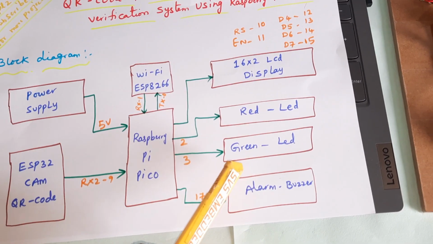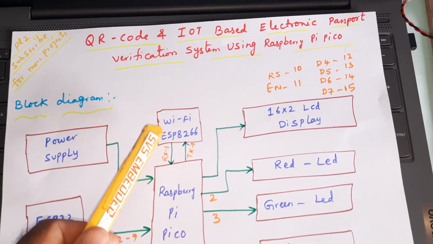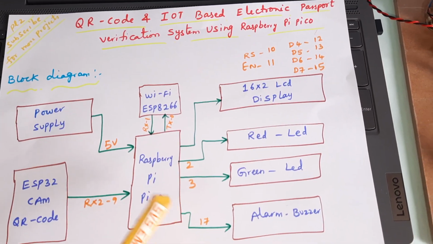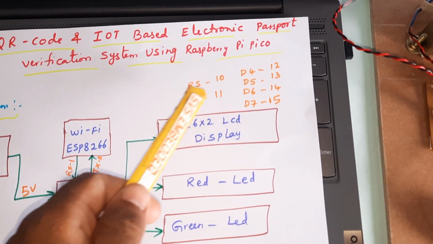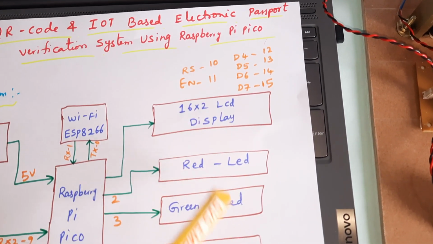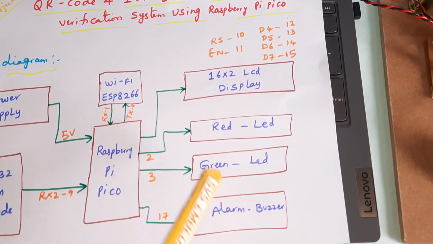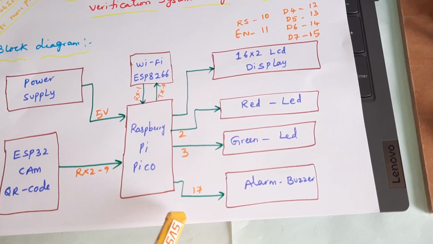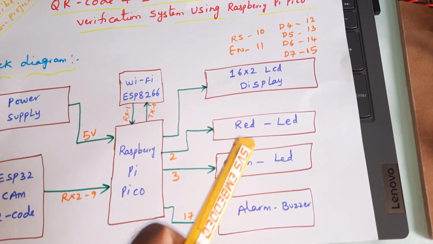The red or green LED should turn on, and in the meantime it will send the data through the Wi-Fi ESP8266 to our own web page, showing whether it is an authorized card or an unauthorized card. The 16x2 LCD display uses RS, enable, D4, D5, D6, D7 on GPIO pins 10, 11, 12, 13, 14, 15. Red LED, green LED on 2, 3, and the alarm on GPIO 17. Whenever a wrong card is scanned, the alarm and red LED should be on.